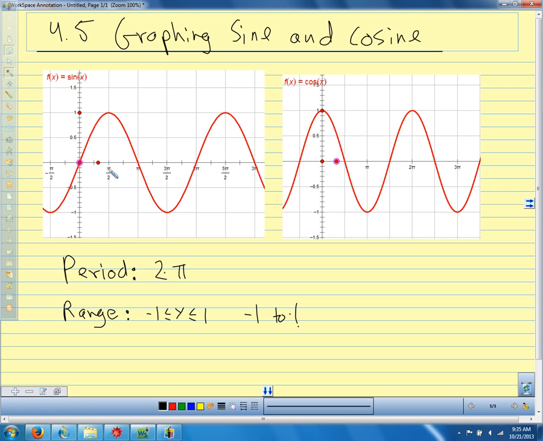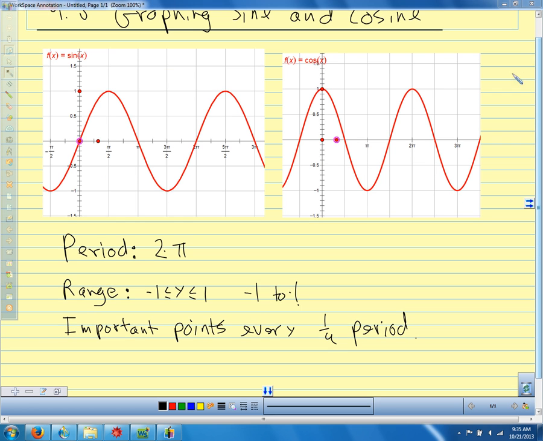And every quarter of a period, we either have a maximum, an intercept, or a minimum. So I'm going to say important points: every quarter of a period. So for these particular sine and cosine functions, when we just have the plain function, nothing done to them, it's going to be every pi over 2 units.